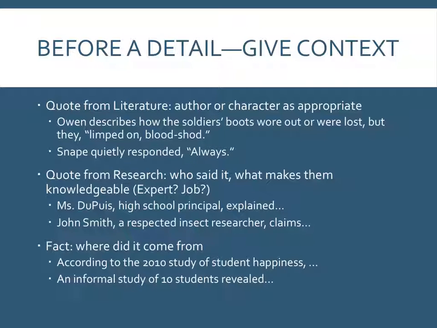If you're dealing with a literary analysis piece and you've got something from a piece of literature that you're working with, in particular a quote, and it could also be a paraphrase, you'll need to choose either the author or the character as appropriate. For example, in this first detail from the poem that we've been working with, I've used the poet because there is no clear speaker other than the poet himself. So it's Owen who describes how the soldiers' boots wore out or were lost, but they limped on bloodshod. That's all I need for that piece of context, who and what Owen describes.